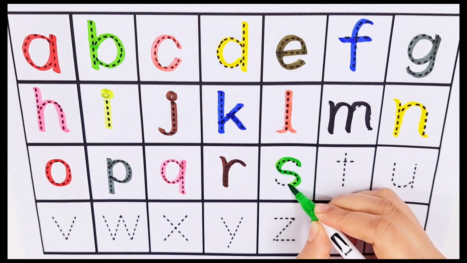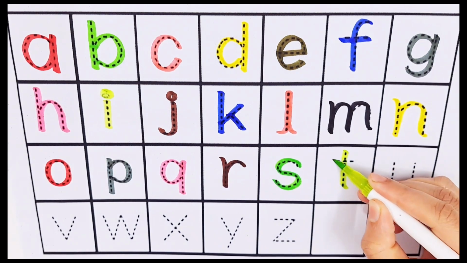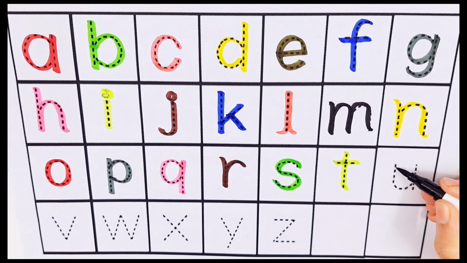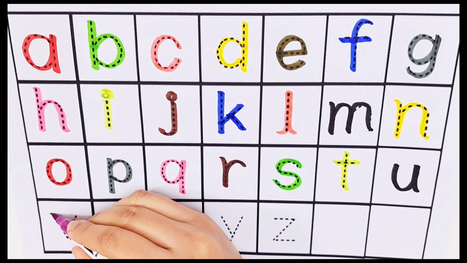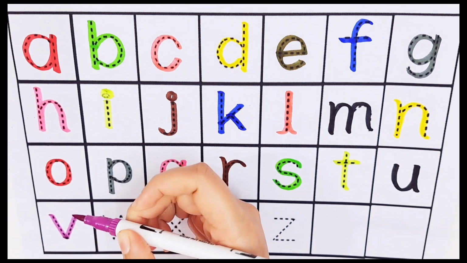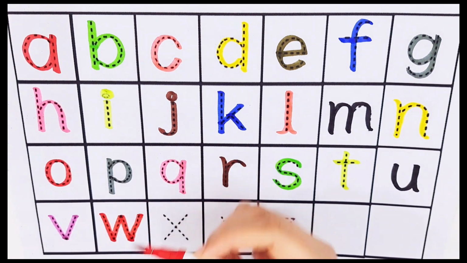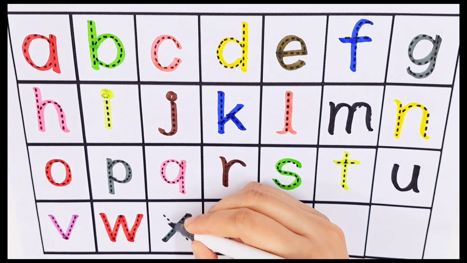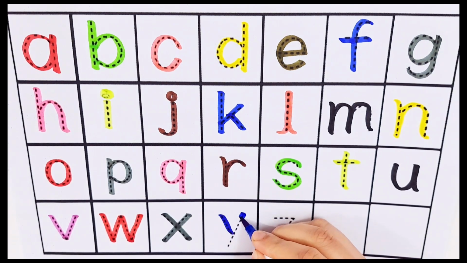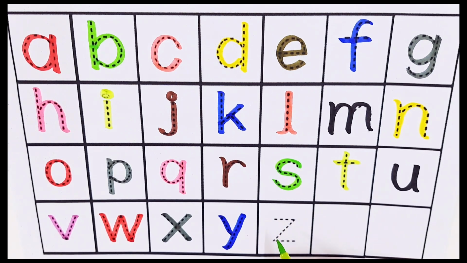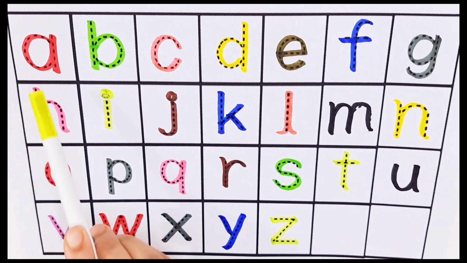S for sky. T for tiger. U for umbrella. V for vanilla. W for water. X for Xerox. Y for yolk. Z for zebra.